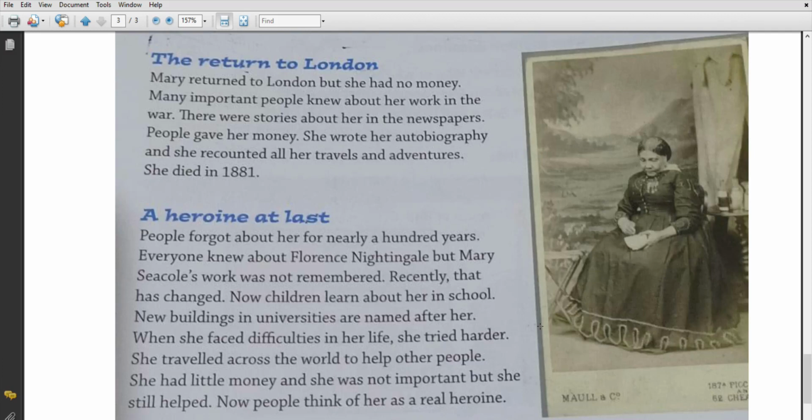Now I'd like you to tell me, do you think that Mary Seacole is a real heroine? Why or why not? Another thing, if you were her, would you do the same as her? Would you travel to many countries to help people? I'd like you to answer these two questions. Thank you.